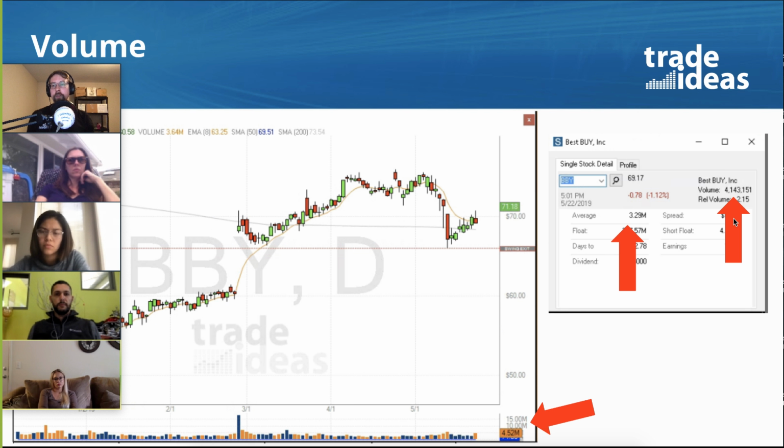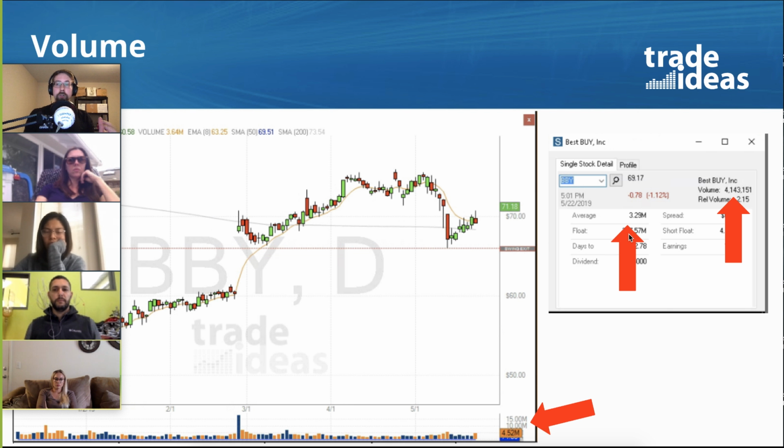But if you come across this and you see a number like 5,000 and you want to buy a couple hundred shares, you know you're going to be a bigger percentage of what the market is. So here at the rightmost arrow, we see the volume that it's done today. And here in the arrow that's a little bit lower, we see the average volume. So on average, Best Buy does 3.3 million shares a day.